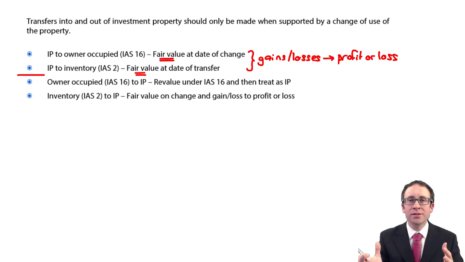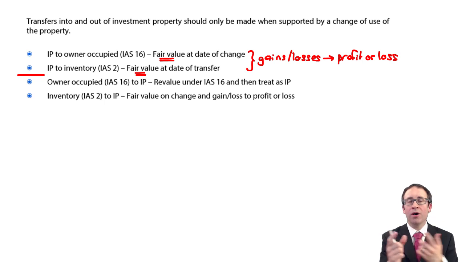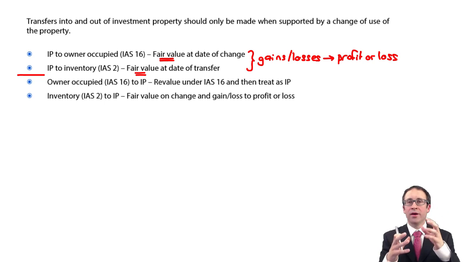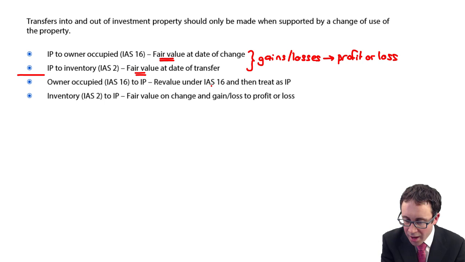So what happens if we go the other way round? What happens if we have property that we own and occupy and are treating under IAS 16, so maybe our head office? And what happens if we decide to vacate the head office and rent it out to somebody else under an operating lease? So it is now under investment property. Well, the key bit on this scenario there is that we revalue it under IAS 16.